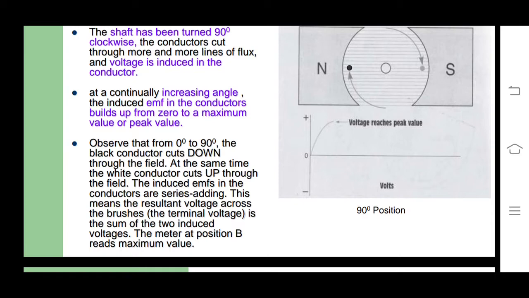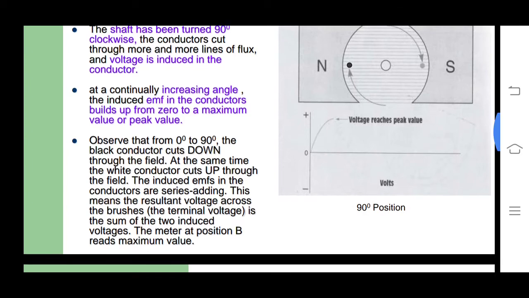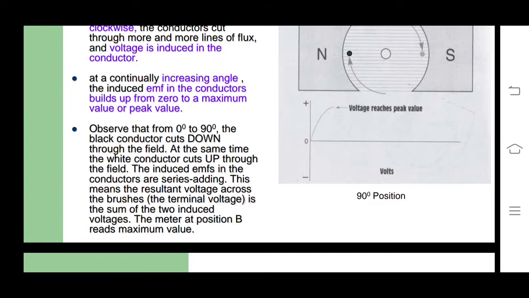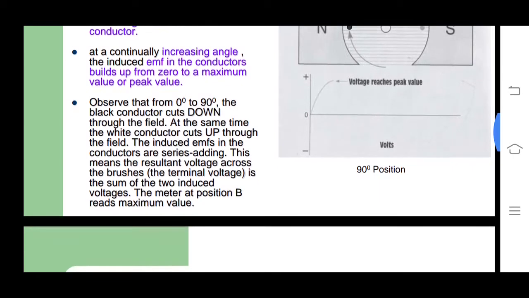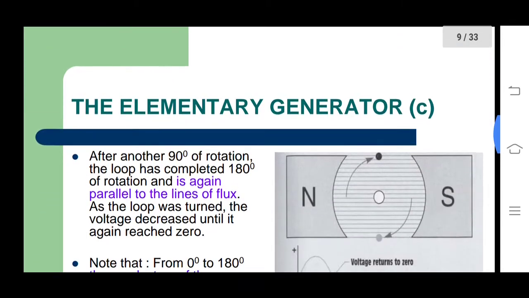At the same time, the white conductor cuts the upward through the field. The induced EMF in the conductors are series adding. This means the resultant voltage across the brush is the sum of the two induced voltages. The meter at position B reads the maximum voltage value.